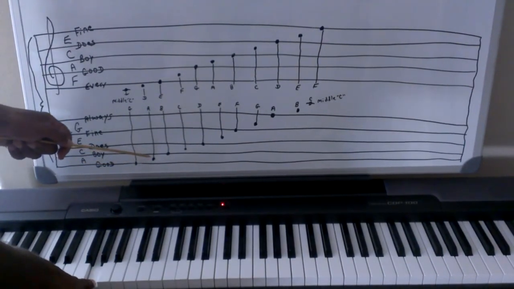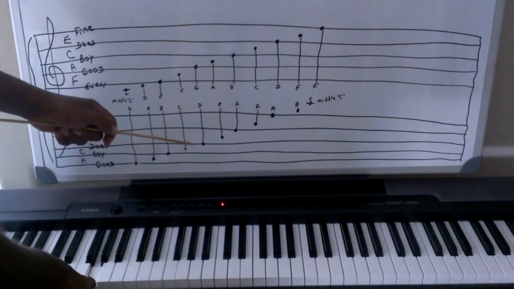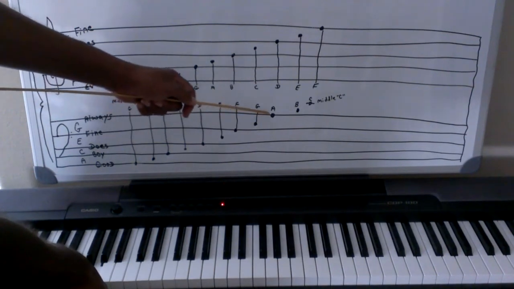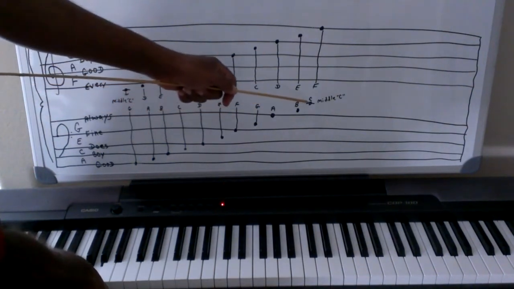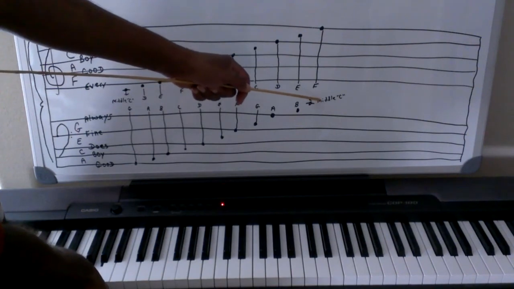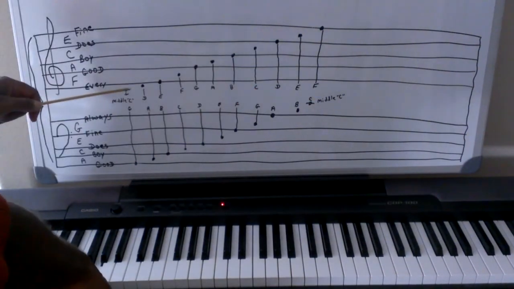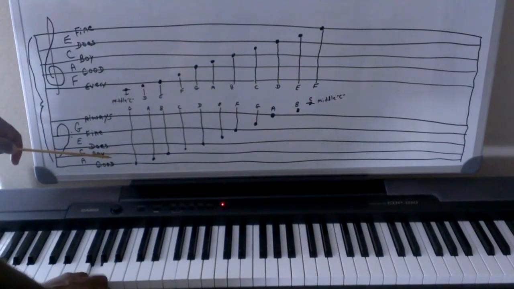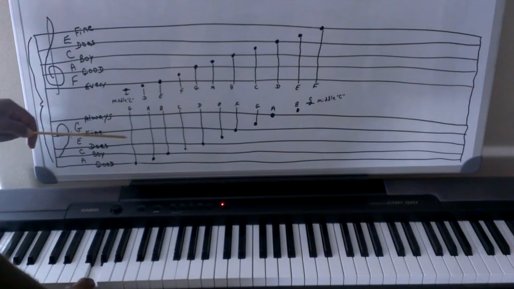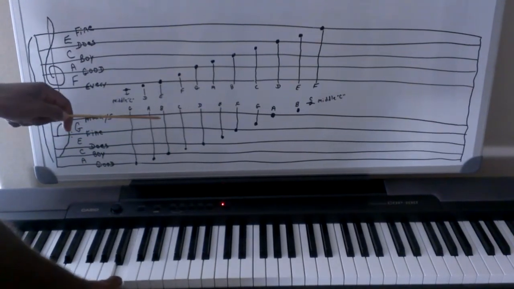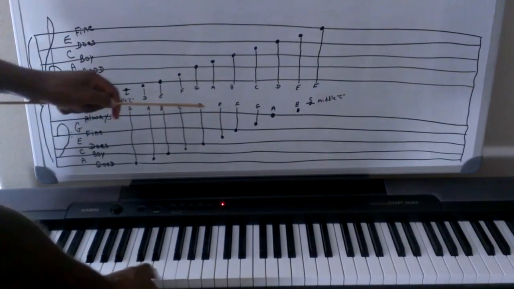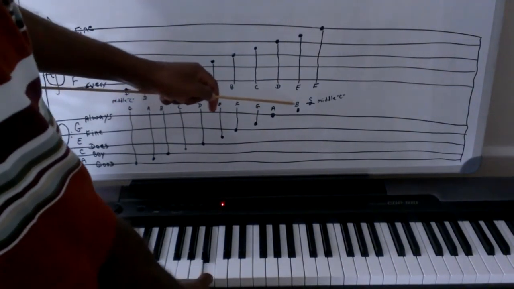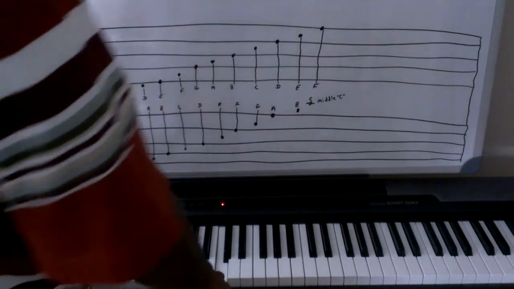That space is A, line is B, space is C, line is D, space is E, line is F, space is G, line is A, space is B, and the ledger line is C, which puts you back on middle C. Middle C there. Okay, so now let's go G, A, B, C, D, E, F, G, A, B, C, middle C.